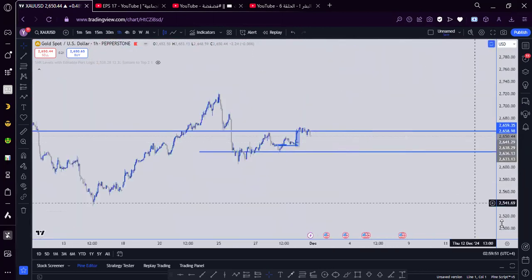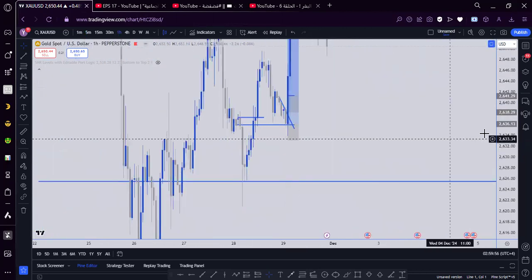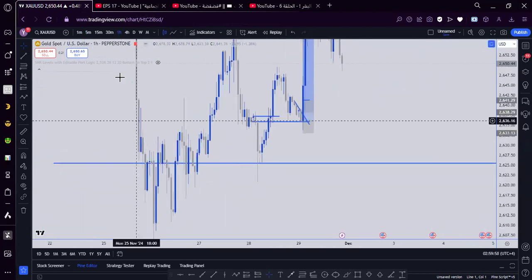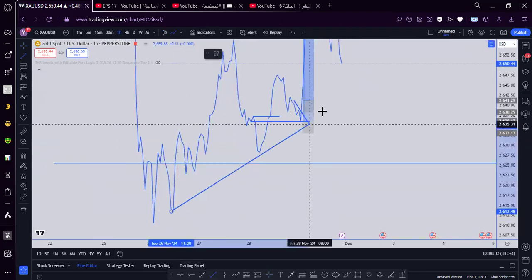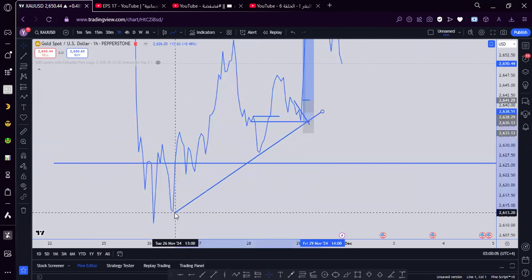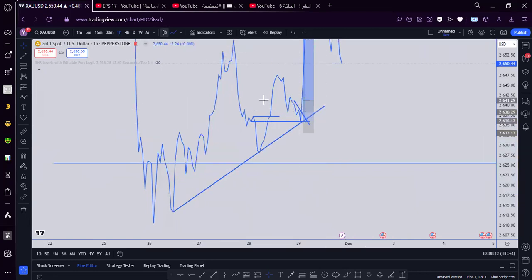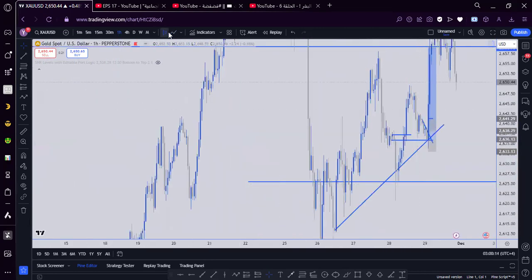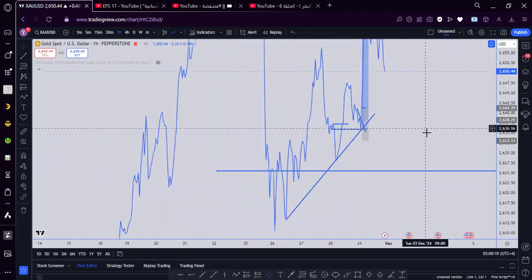Let's say you didn't see this setup. What about this? This is a KMC setup. If you didn't see the first one, you can see this setup. It's the KMC setup. Very simple.